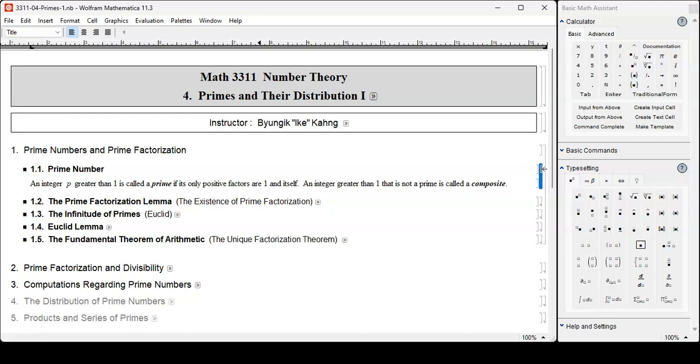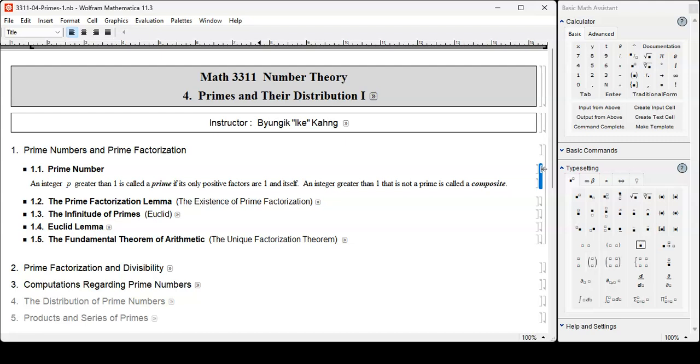How about 12, for example? There are many non-trivial pairs. 2 times 6, 3 times 4. Yeah, you can do 1 times 12, the trivial pair, but non-trivial pairs are possible. Those kind of numbers are called composite numbers.